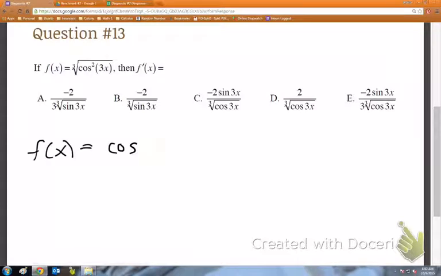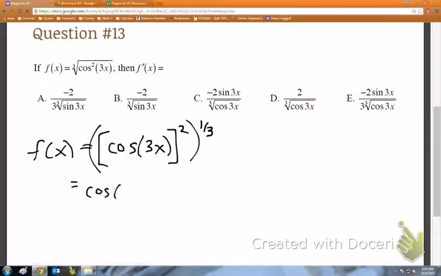So it's cosine of 3x being squared, that entire thing being squared, and then all of that to the 1/3 power. Now notice here, because all of it is being squared and all of it is being taken to the 1/3 power, I can actually just multiply these exponents. So I can rewrite this as cosine of 3x to the 2/3 power.